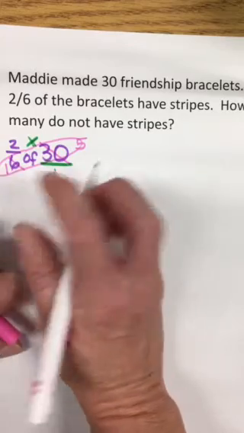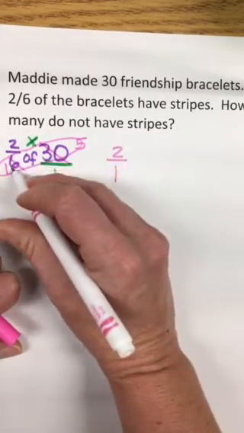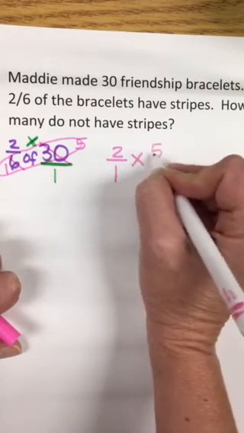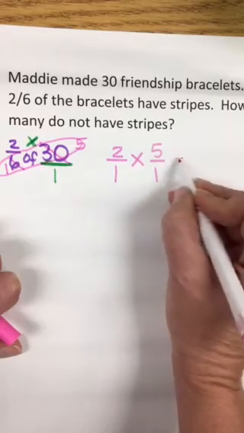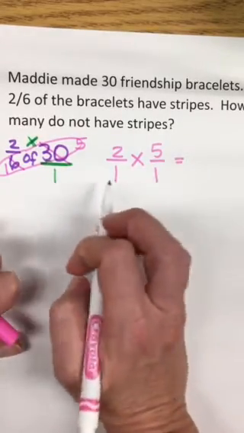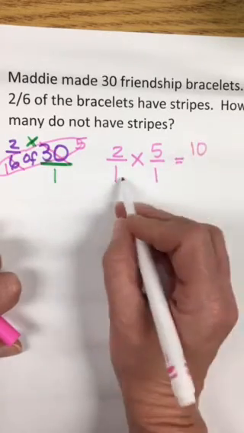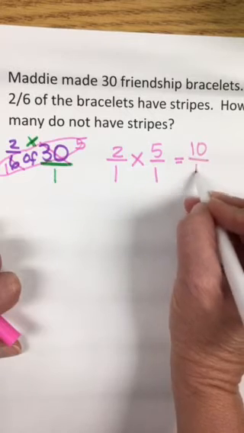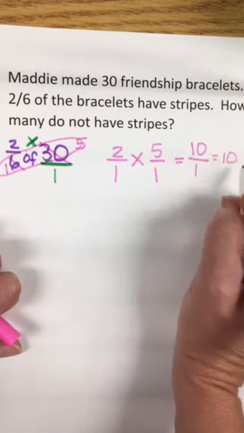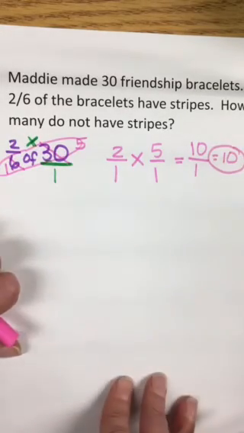Then I can rewrite my fraction, and I've got 2 over 1, right? Because I crossed out that 6, times 5 over 1. My rules for multiplying fractions: I do not need a common denominator. I just multiply across. 2 times 5 equals 10. 1 times 1 equals 1. 10 over 1 is the same thing as 10 the whole number, right? Because 10 divided by 1 equals 10.